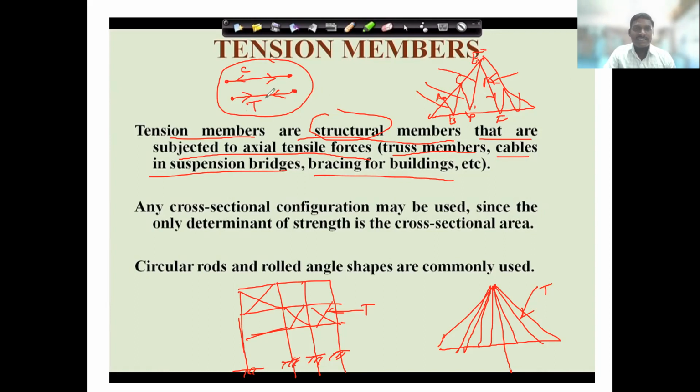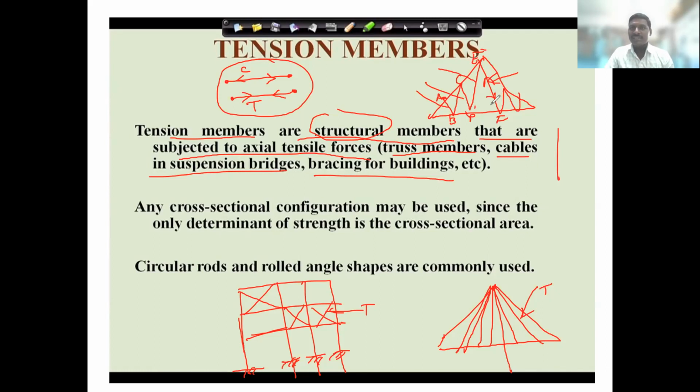So for this tensile load, we have to provide the angle section. Now in a truss, if there is a member carrying a tensile force, then for that load, what size of angle or what size of channel should we provide, that is the design of tension member. Whatever tensile force is coming on that member, for that we have to provide the channel section or angle section, that is the design of tension member.